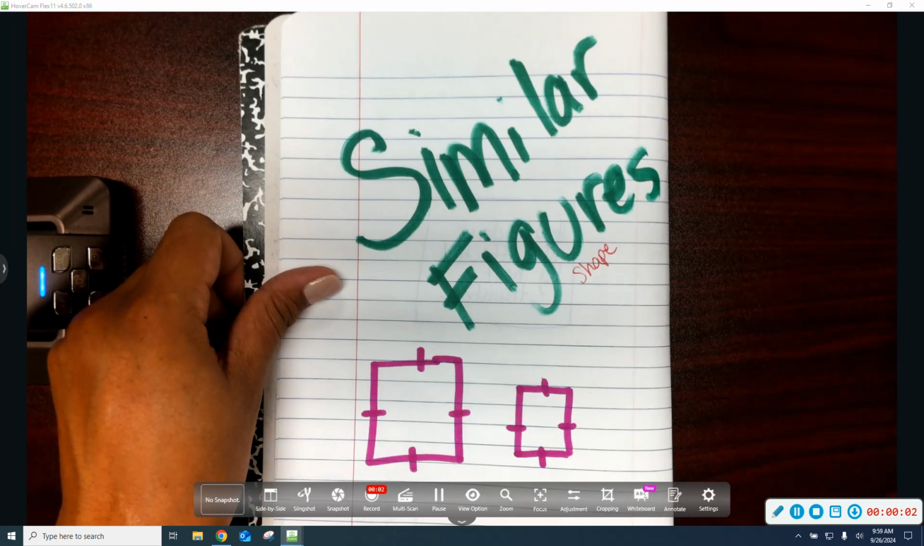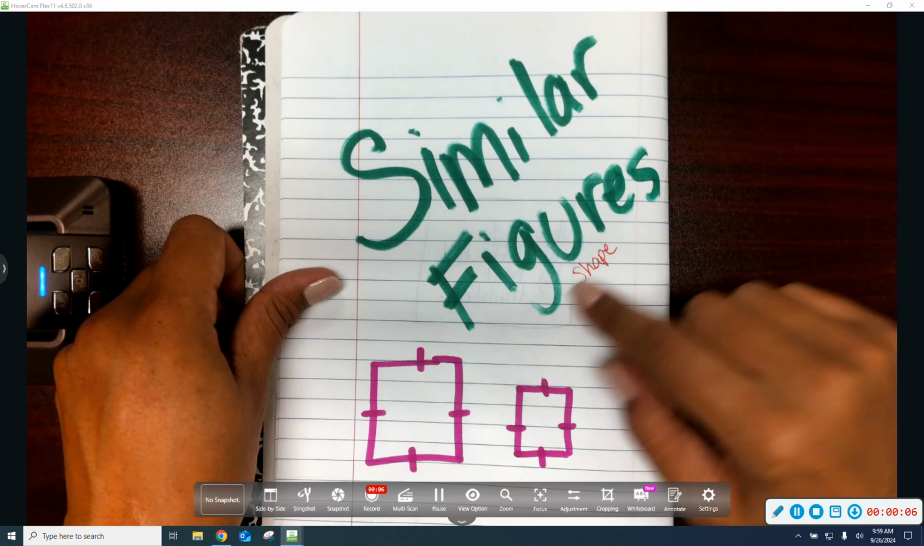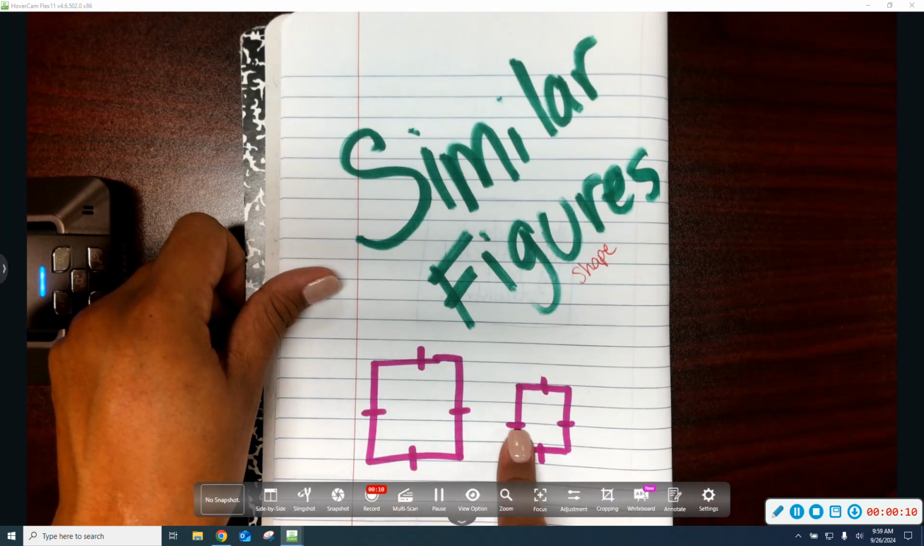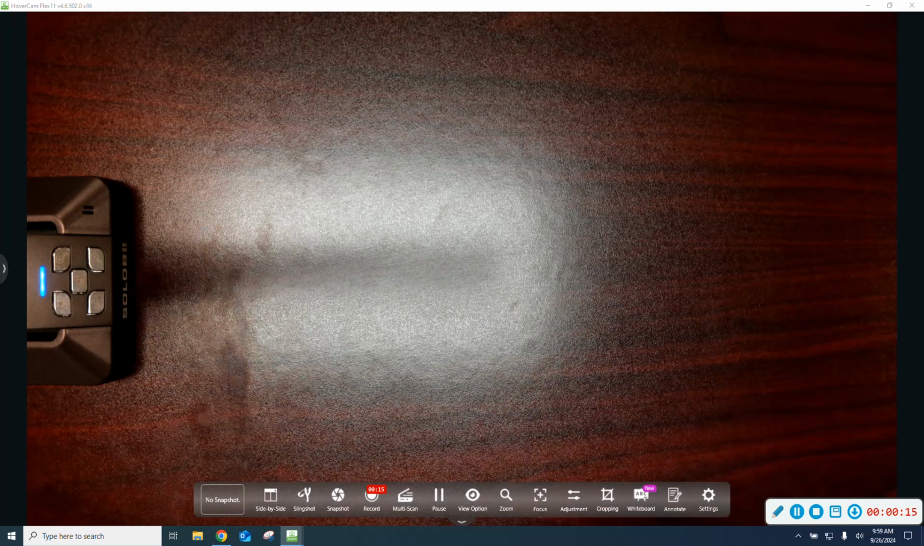Alright, so we have been learning about similar figures. Another way to say similar figures is similar shape. Now, as you can see, these shapes are the same, but notice the sizes are different.